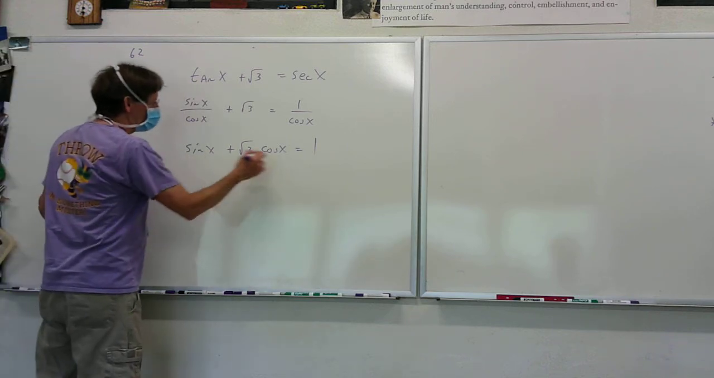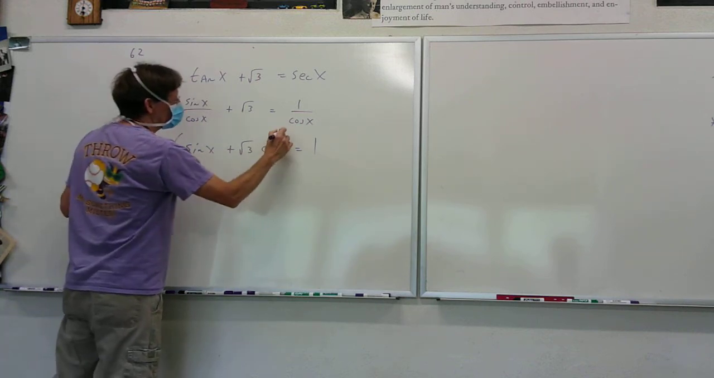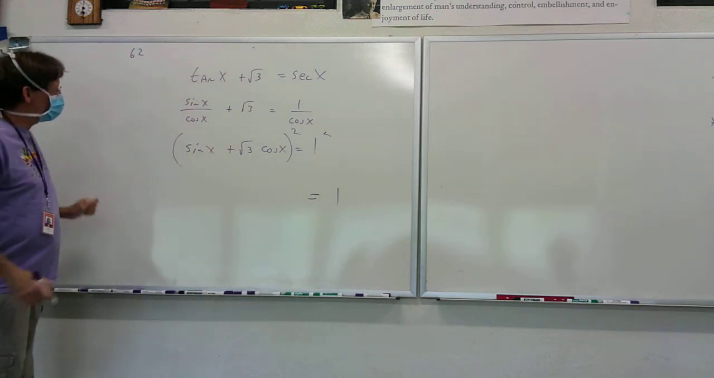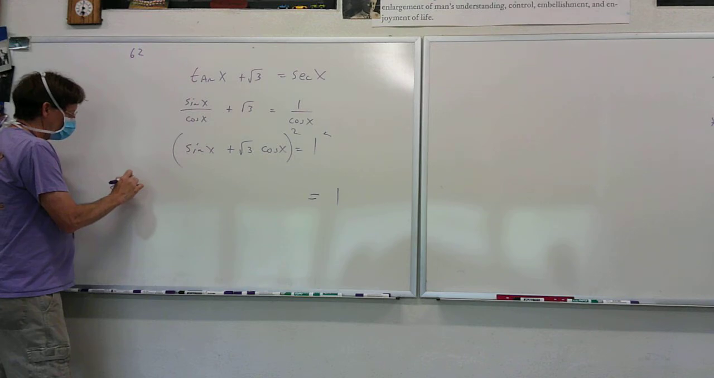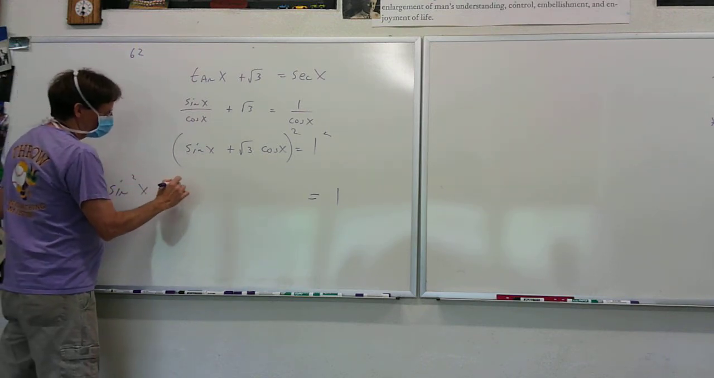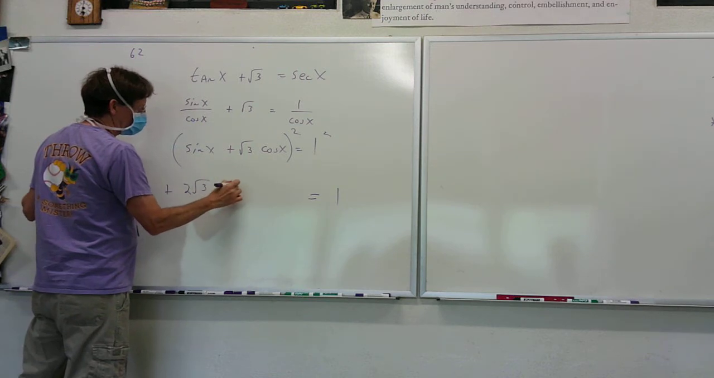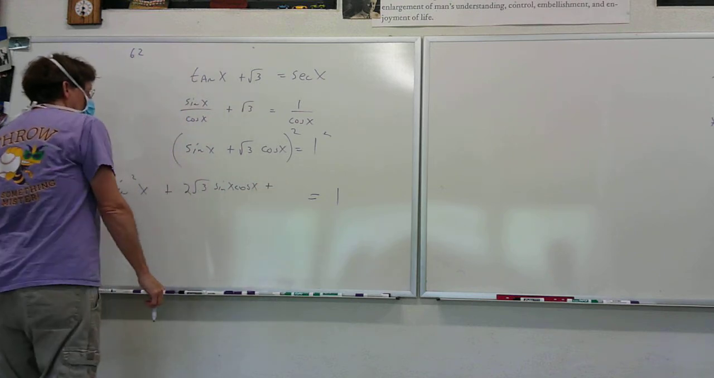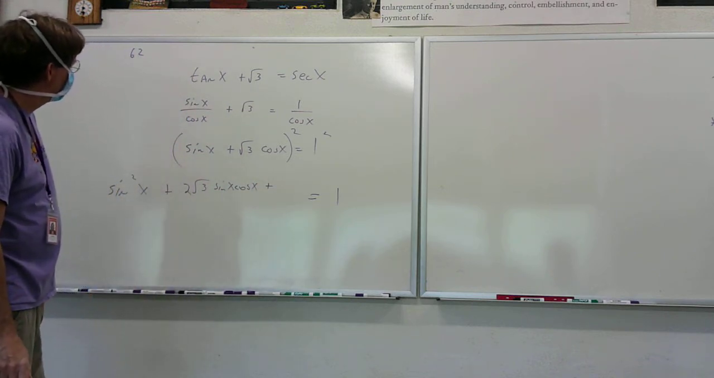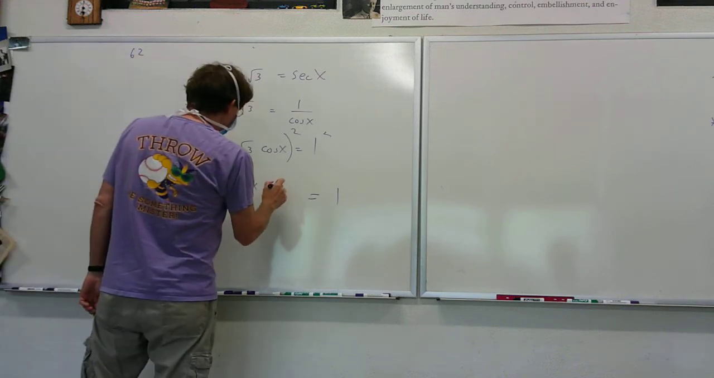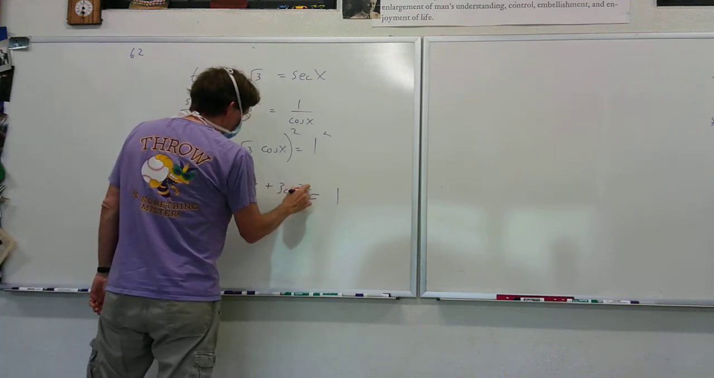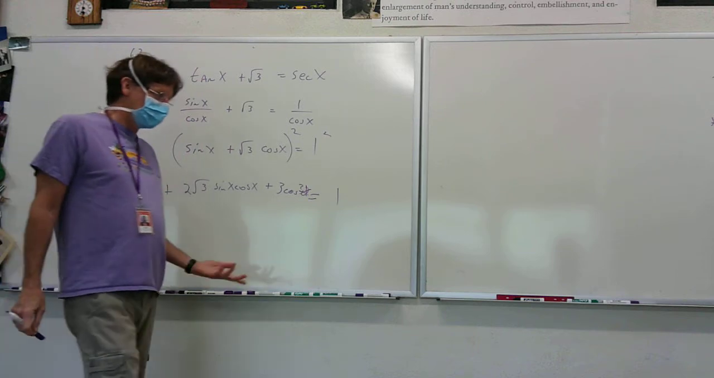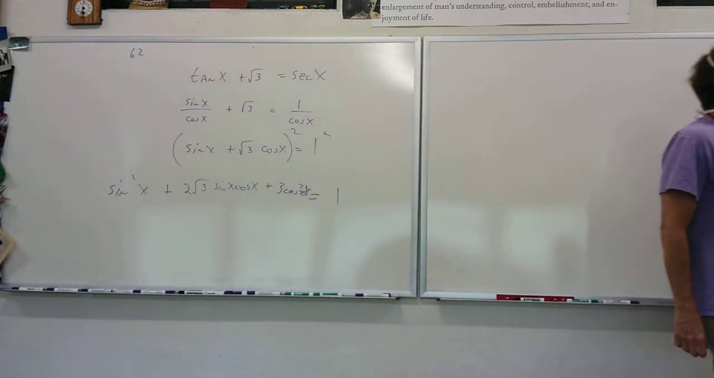You square both sides. Well, when you square the 1, it's just 1. When you square this, you're going to get sine squared x plus 2 square roots of 3 sine x cosine x plus 3 cosine squared x. And then you realize that you have really messed up, Mr. Evans, because you can't add that and that together and get something pretty. So you look at Mr. Evans, you go, Mr. Evans, you're not too smart. Yeah, I'll tell you why.